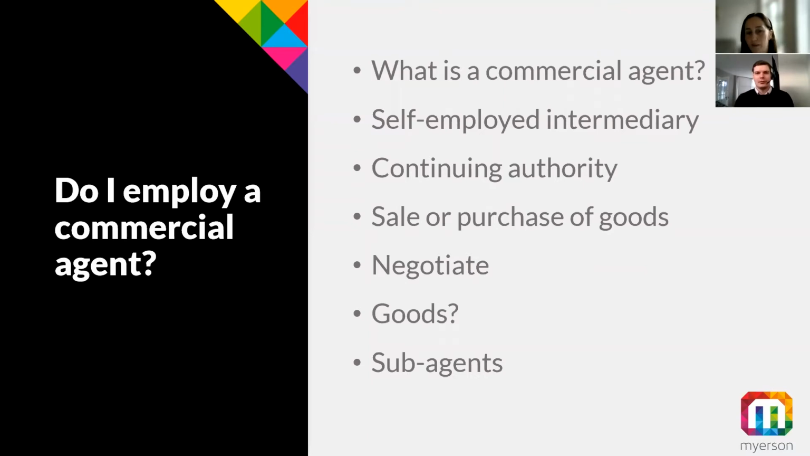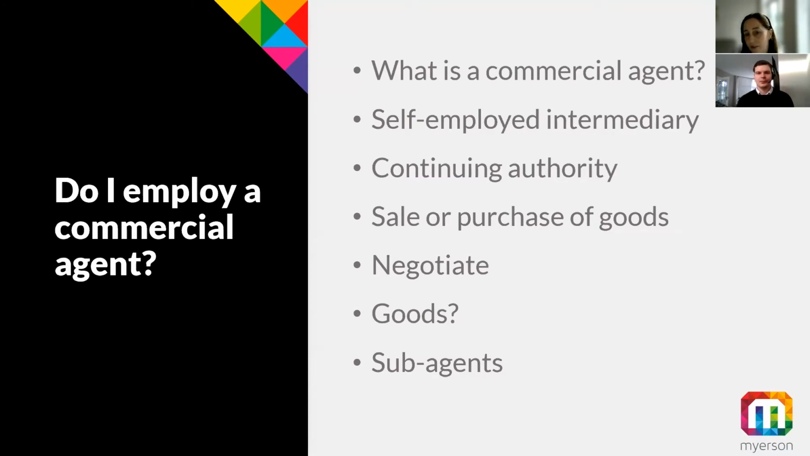So we can break that definition down and put it in more simple terms. So a commercial agent must be the following. They must critically be independent of the principal. They can't be an employee or a partner or an associated company. So autonomy and independence is absolutely crucial. Secondly, the agent must be authorised to approach customers and market the principal's goods.